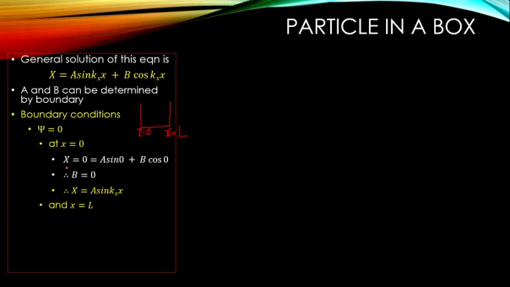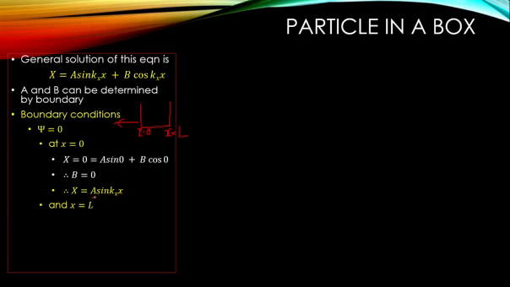And what is capital X? Capital X is also 0. We have already mentioned it. There is no wave function at the boundary or beyond the boundary. So capital X is also 0. So from this we can see that the value of B is equal to 0, and substituting back into the main equation, you get capital X as just A sine kx.